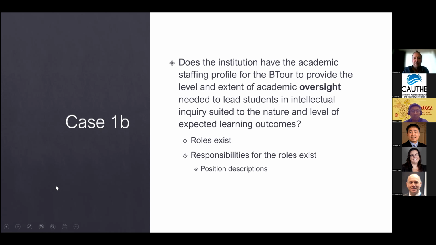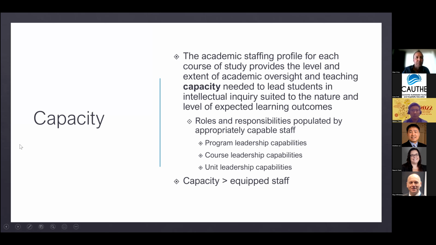All right. So I'll move on now to our next part, which is our third part within this context, and this is about capacity. So there's those three elements: do we have sufficient staff, do we have the oversight, and do we have capacity? So the academic staffing profile for each course of study provides the level and extent of academic oversight and teaching capacity needed to lead students in intellectual inquiry suited to the nature and level of the expected learning outcomes. And that's directly from the standards.